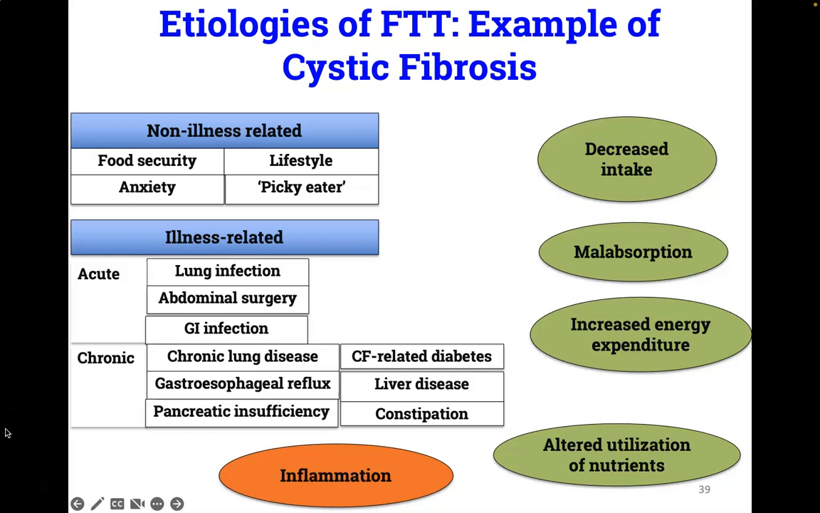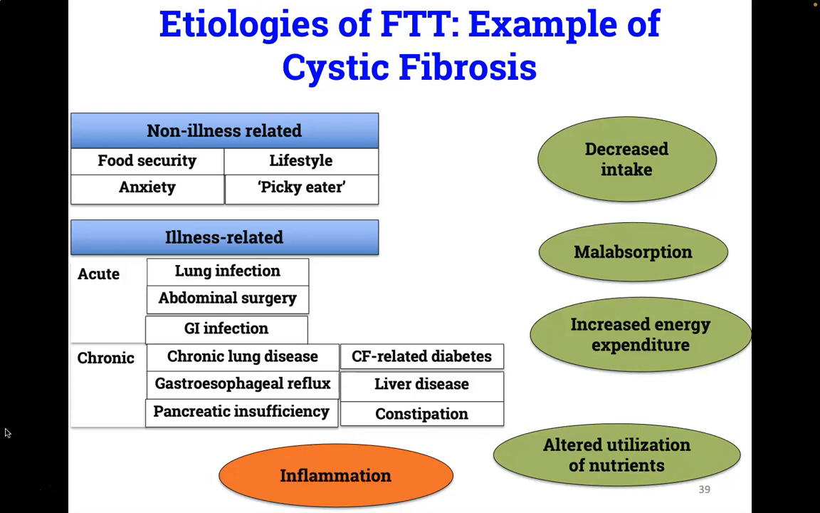So to illustrate the potential complexity of failure to thrive or malnutrition, I took the example of cystic fibrosis. While this is traditionally listed as a, quote, organic etiology for failure to thrive due to malabsorption from pancreatic insufficiency, the reasons for poor growth and malnutrition can actually be wide-ranging. So using that prior schematic, there are non-illness related factors that can be at play related to the lifestyle, food security, anxiety around eating, maybe symptom related, and even concerns about body image, several of which may be influenced by disease.